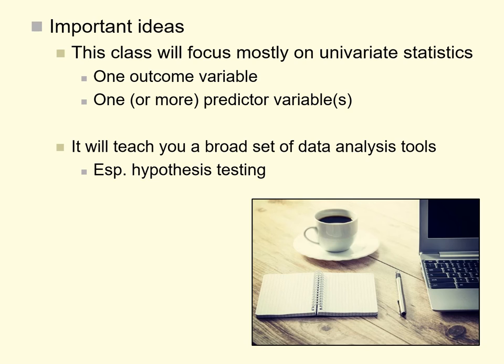Anyway, important ideas so far. This class will focus mostly on univariate statistics, meaning statistics where there's one outcome or dependent variable, and there's one or more than one predictor variables. It's not a multivariate class until the very end where we start to bridge a little bit into multivariate statistics. It's designed to teach you a broad set of data analysis tools, especially those that focus on hypothesis testing, because that's really important for most of what we do in science in the research process.